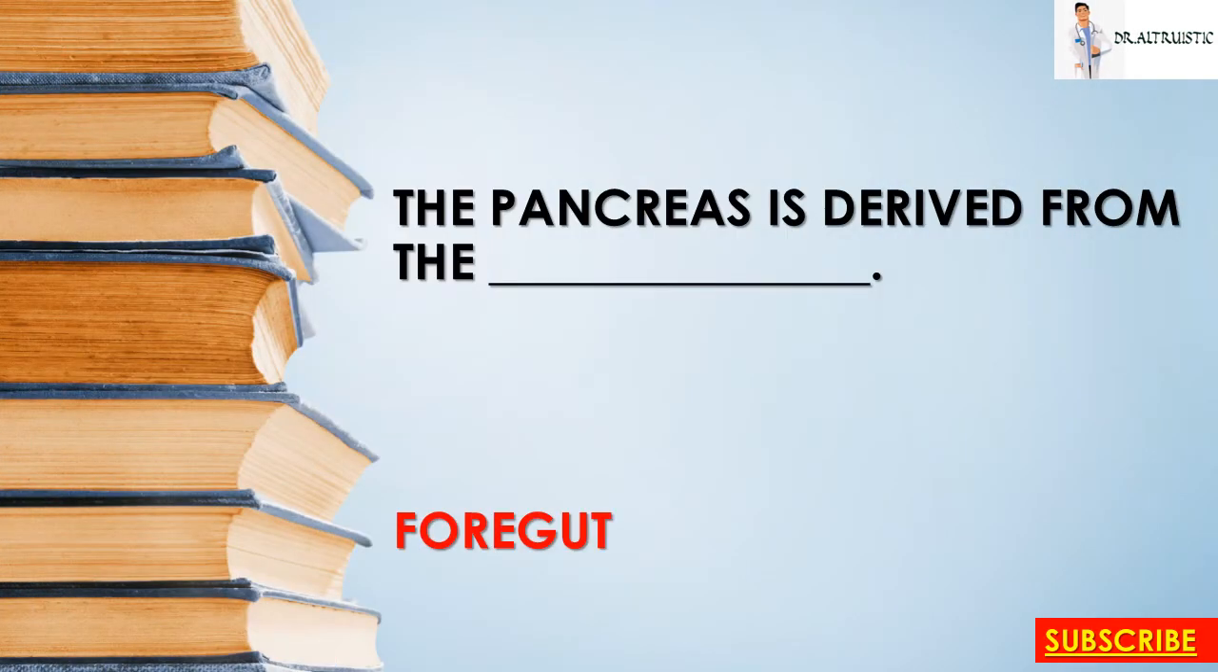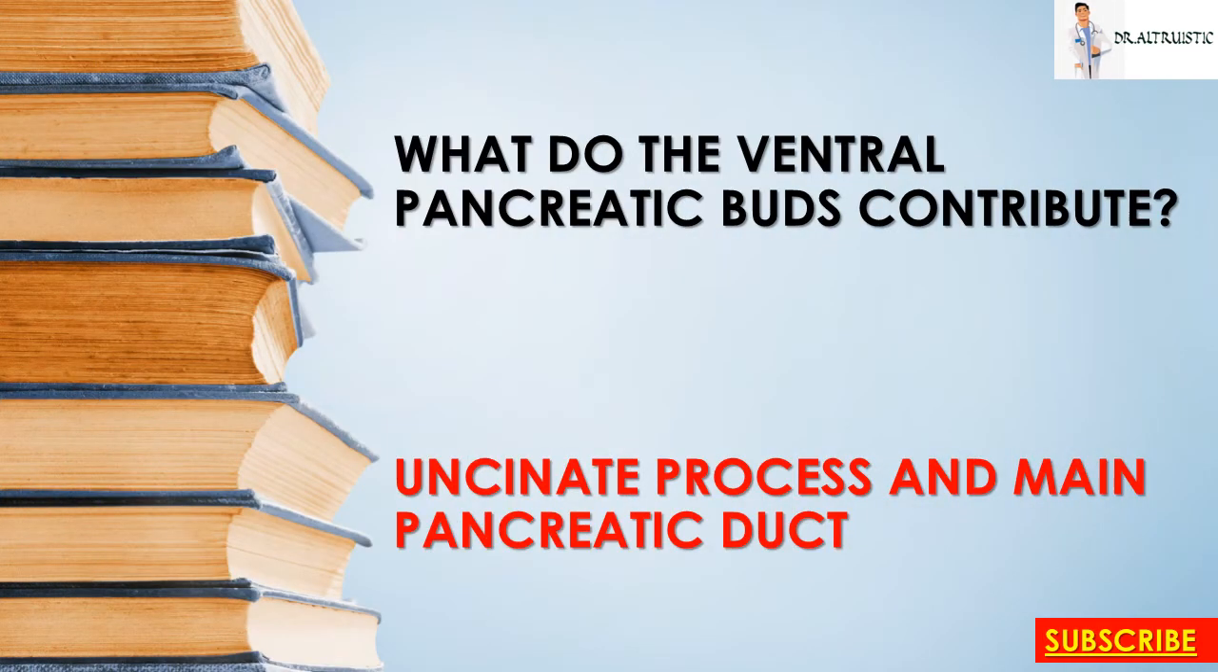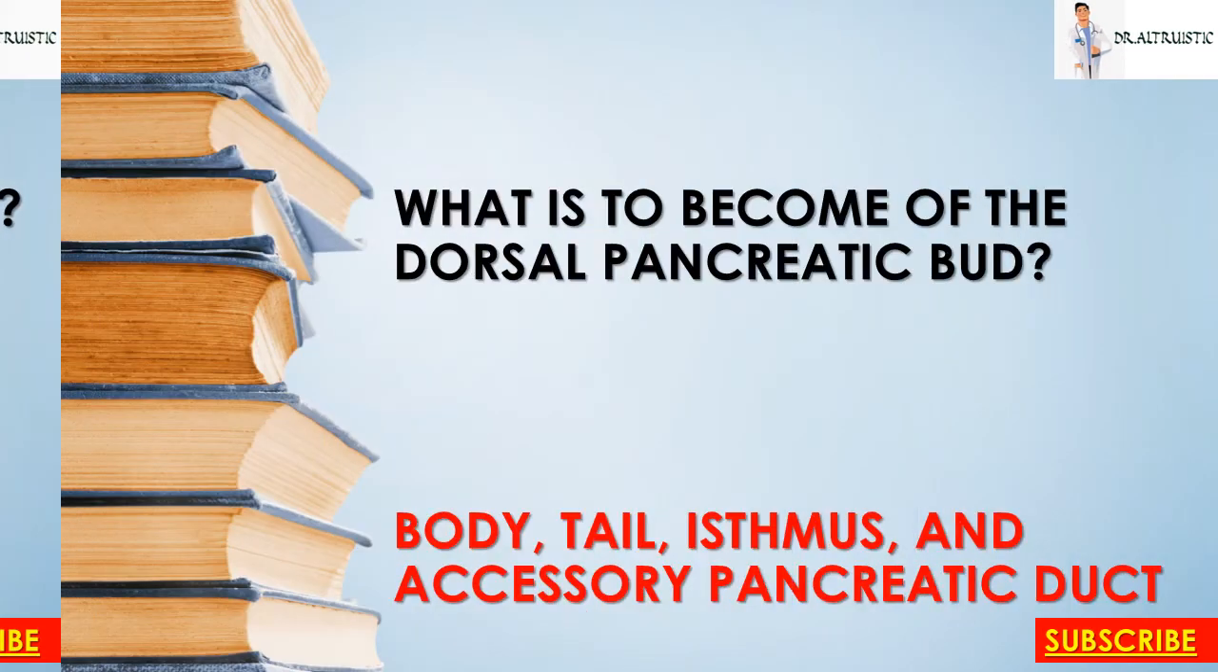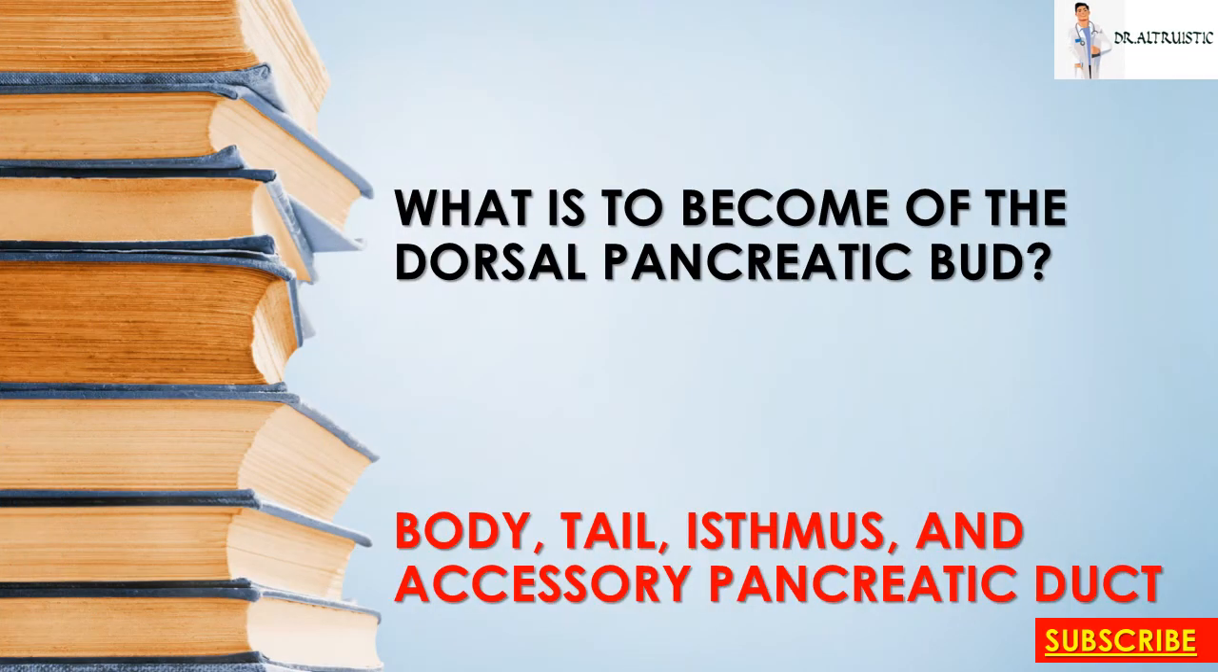The pancreas is derived from the foregut. What do the ventral pancreatic buds contribute? Uncinate process and main pancreatic duct. What is to become of the dorsal pancreatic bud? Body, tail, isthmus, and accessory pancreatic duct.